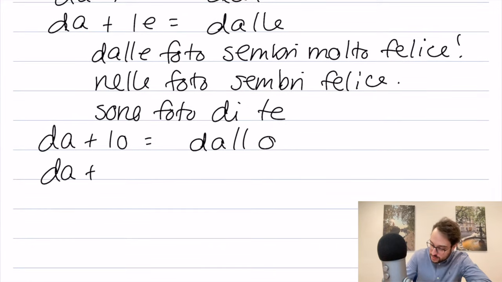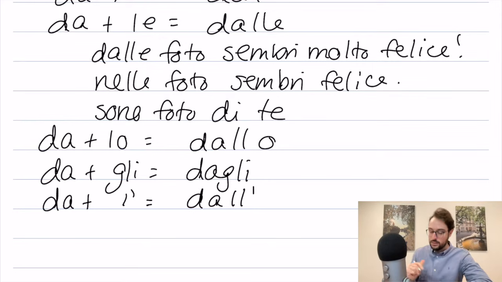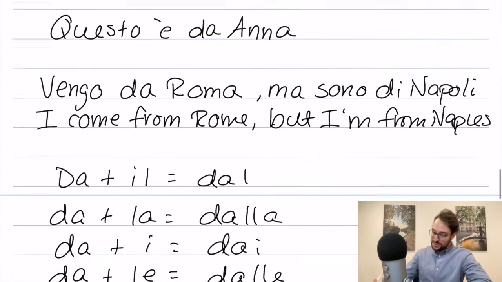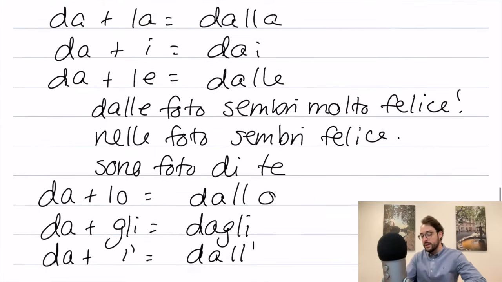Da plus gli, dagli, da plus l with an apostrophe, dal. Cool, right? Like, questi sono le foto dell'anno scorso. Remember that? Dell'anno scorso. Or dall'anno scorso. You could say from last year in that other case then, yeah.